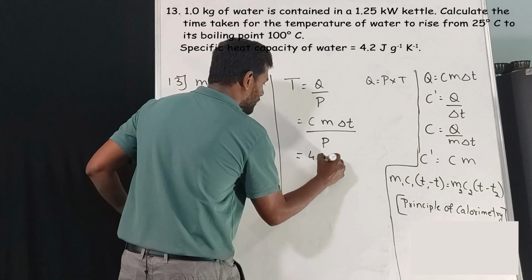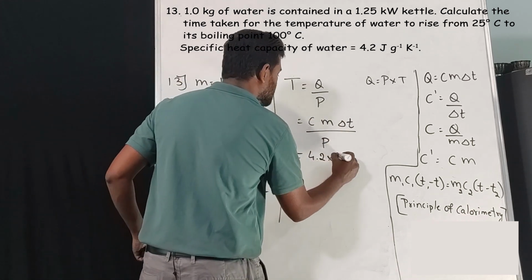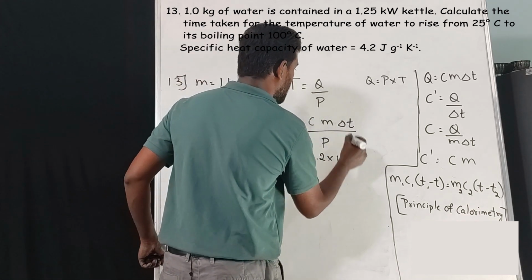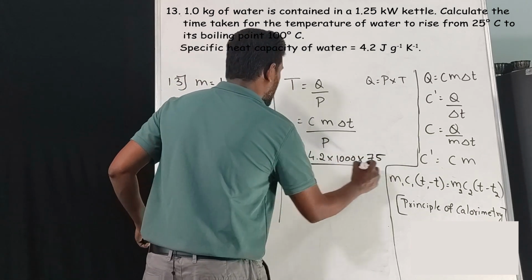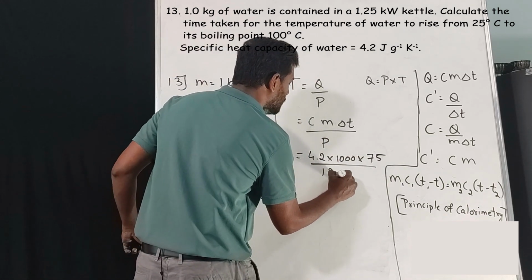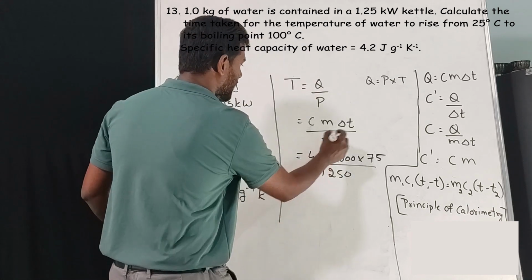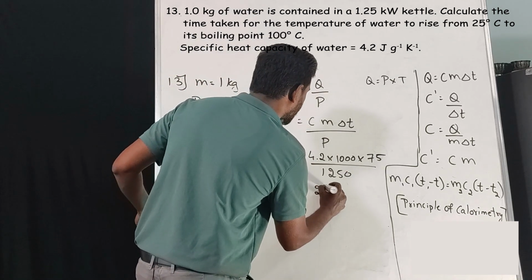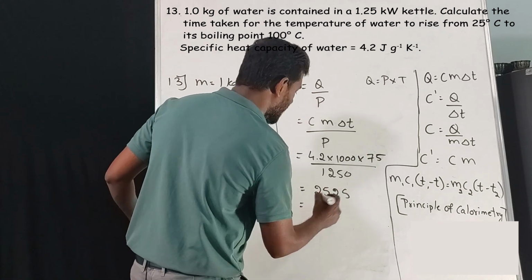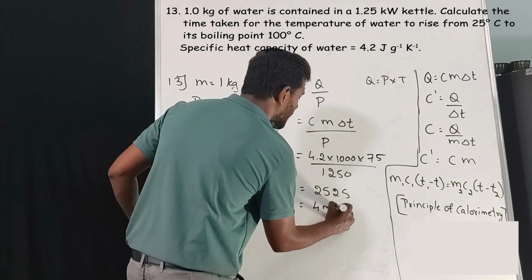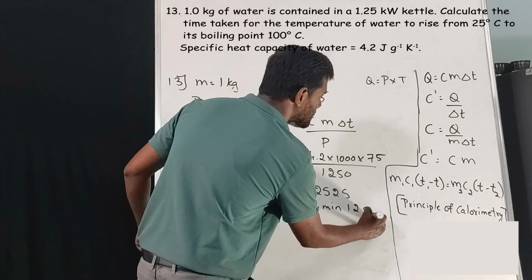C is nothing but 4.2, mass 1000, and times delta T is equal to 75. Power is equal to 1250. If you calculate it properly, the answer will be 252 seconds. If you want to convert this into minutes, that will be 4 minutes 12 seconds.